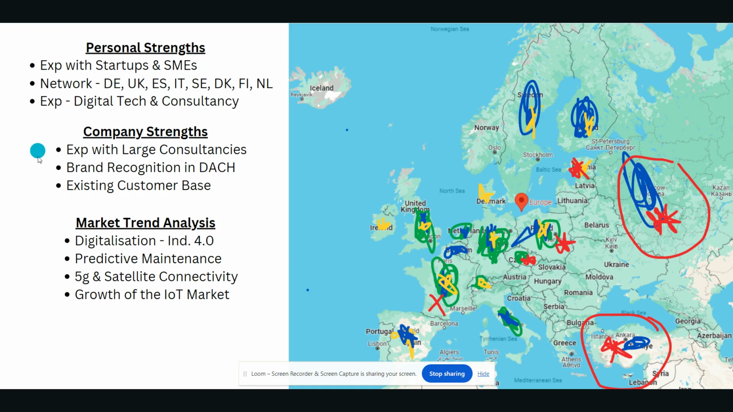When I analyzed the company, bearing in mind we were doing this based on a company, the founder had previously worked for BCG consultancy. He had very big experience working with the large consultancies and corporations, people like Siemens, BCG and Amazon, Bosch. The company also had quite a lot of brand recognition.